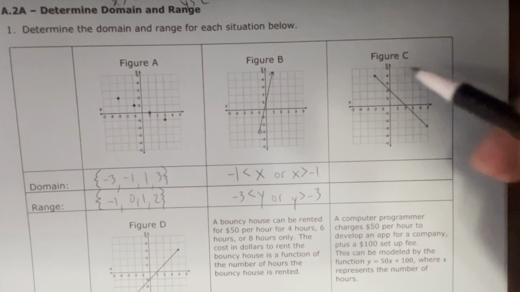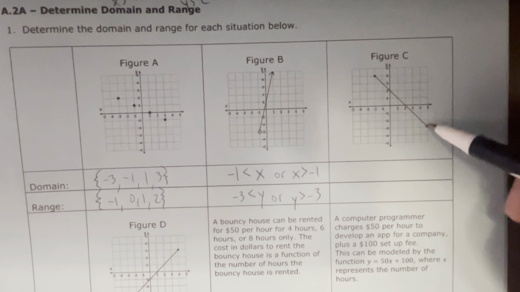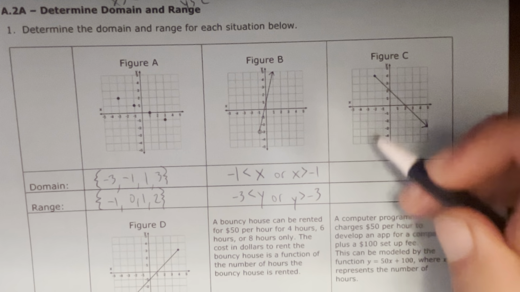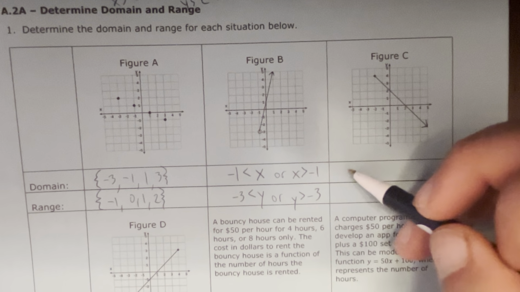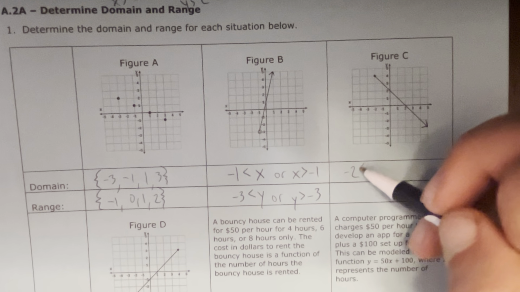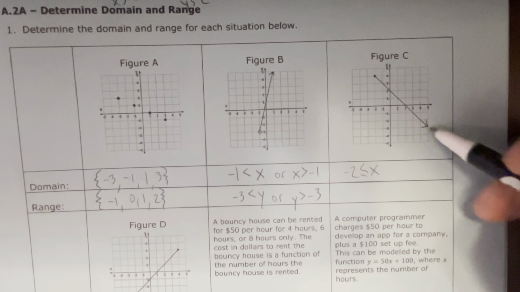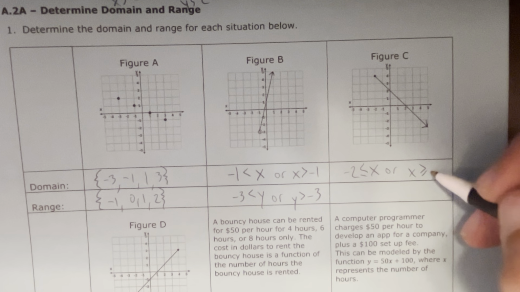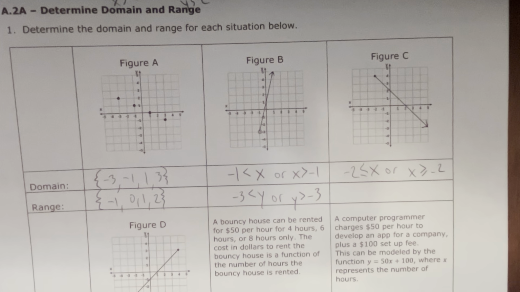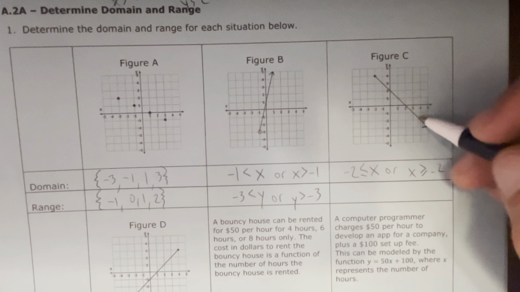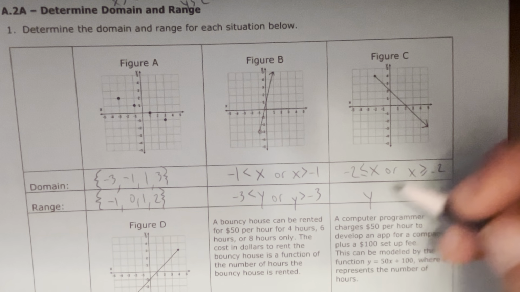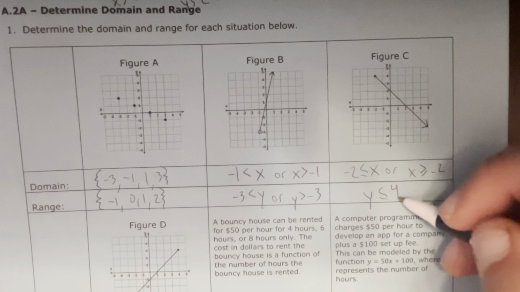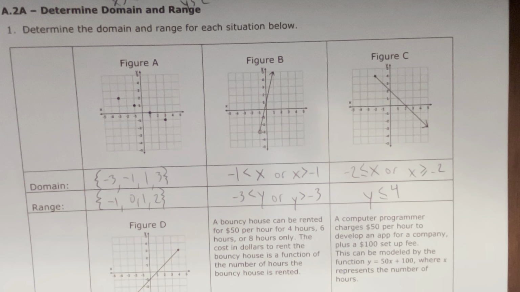For figure C, now we have a closed circle and then an arrow over here, which means it goes forever down and to the right. So for my x's, the furthest left it goes is -2. It's a closed circle. And then because it goes forever, I don't have to put anything over here. And so again, you could write it like this. Either way works. For my y's, the lowest it goes is forever, so I don't need that side. But the highest it goes is 4. So my y is everything less than or equal to 4.